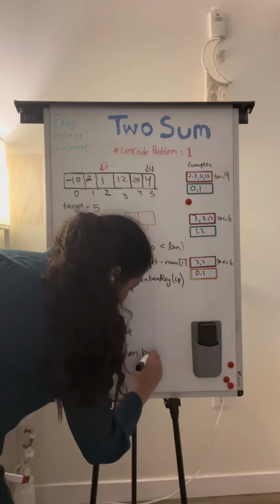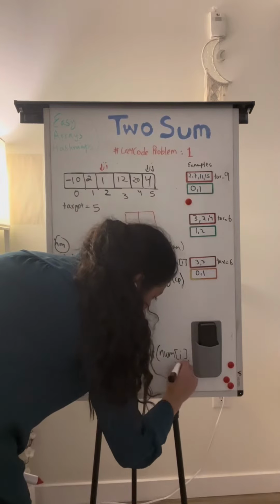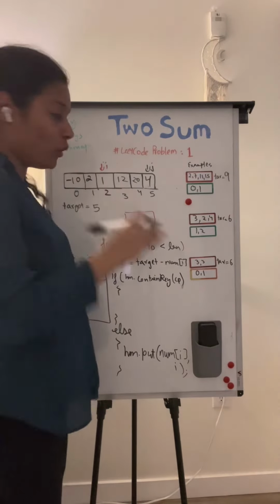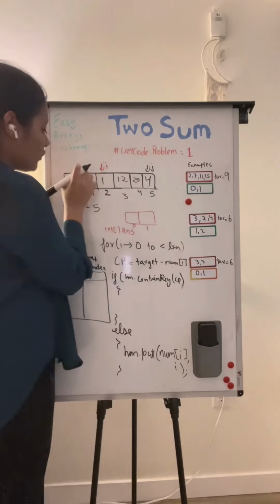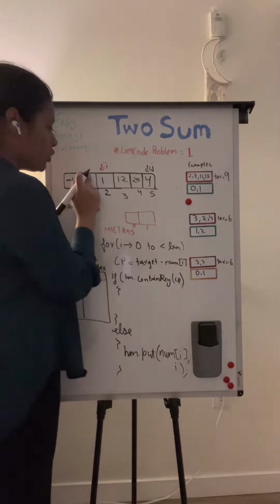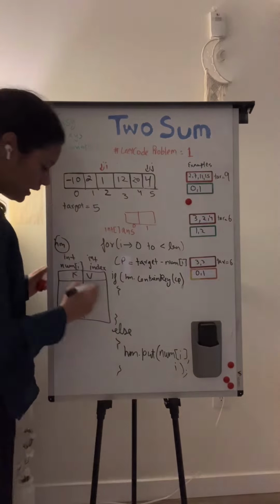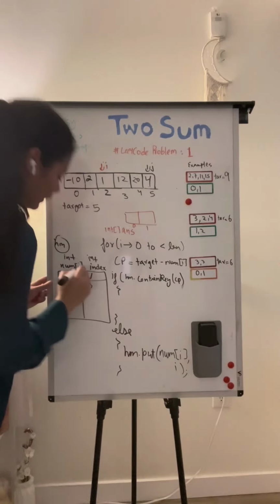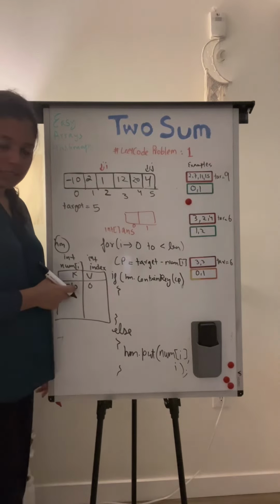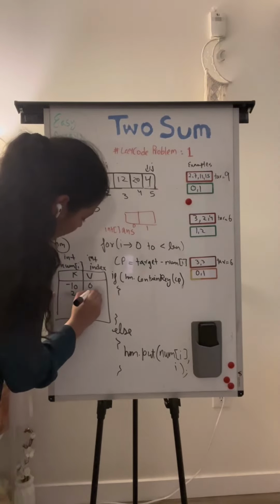hm.put the current number, that is minus 10, comma i, which is 0. Why did we put minus 10 here? Because we don't know, we might find 15 later, right? For that we need to store minus 10. Now we come to 2. The counterpart for 2 would be 5 minus 2, 3. Does my hash map contain 3? No. So you put 2 here, the current number, and you put the index.